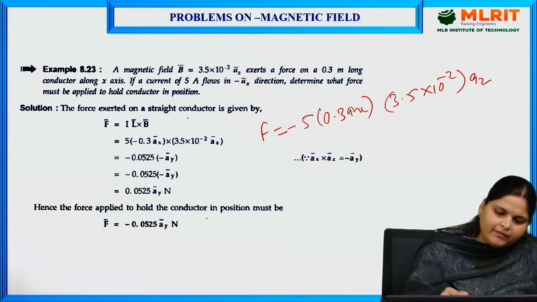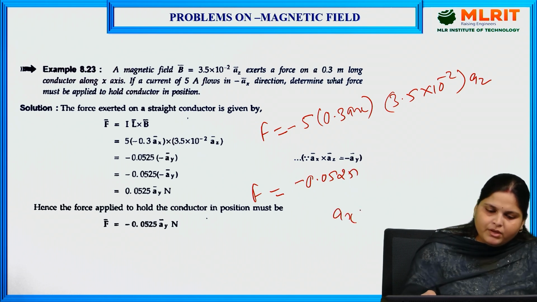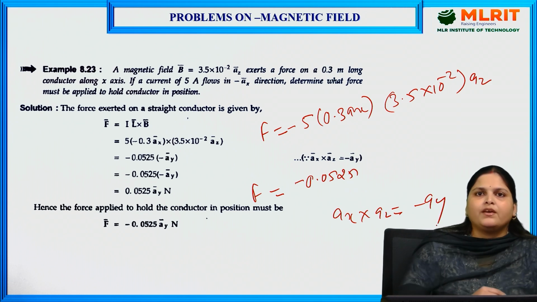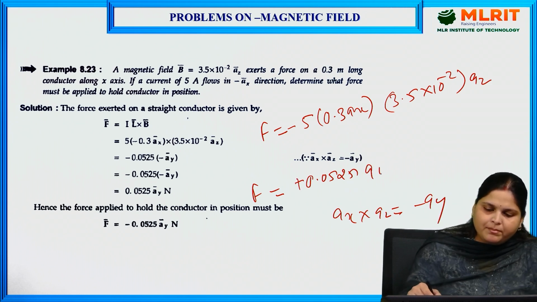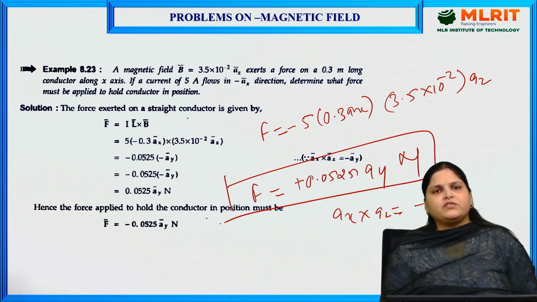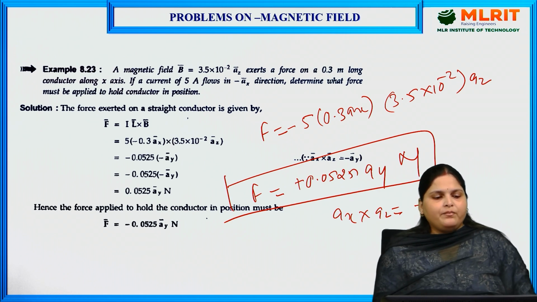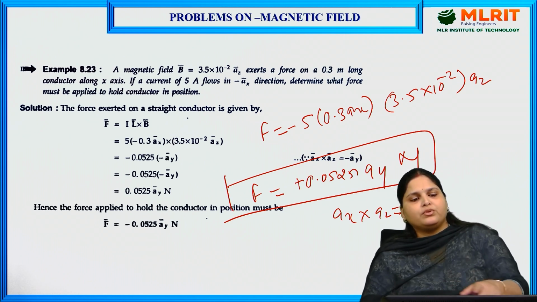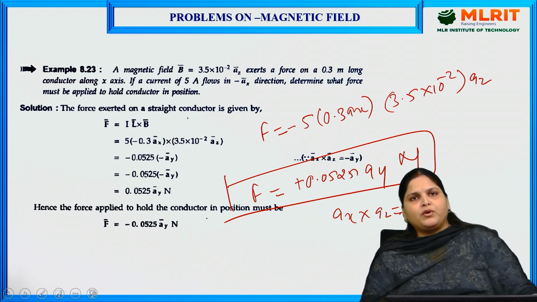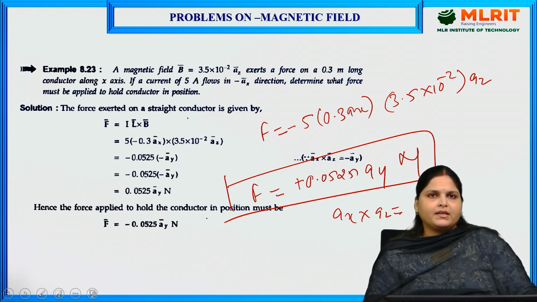So we will solve it, and on solving we get minus 0.0525, and we have now ax cross az, which will be minus ay. So minus minus becomes plus, so it will be plus ay Newton. This is the force which will be experienced by the conductor which carries 5 ampere current due to the field B equal to 3.5 into 10 to the power minus 2 az.